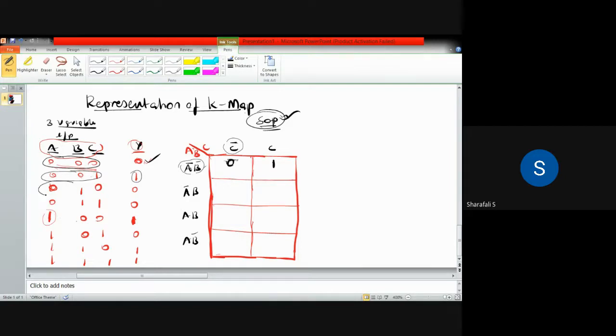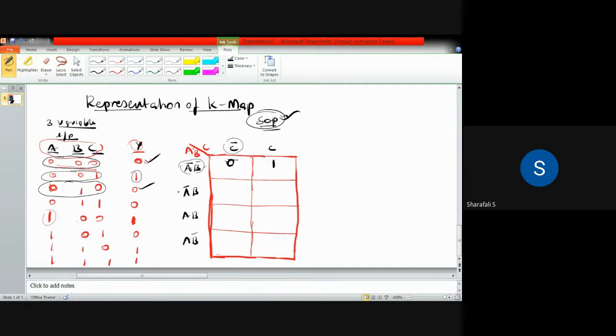Similarly, you take all other values. If you consider this one, this is 0, 1, 0, which means A equal to 0, which is A bar. B here is 1, so B. C is 0, so C bar. So it is representing A bar B C bar, which is this third one. Correspondingly, we have output which is equal to 0.